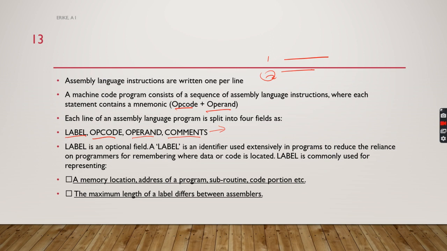Now, a label is commonly used for representing the memory location address of a program, a subroutine, a code portion, etc. It's used to locate a program you want to call, where it is located. There is also a maximum length of a label, and one of the things is that it differs between assemblers.